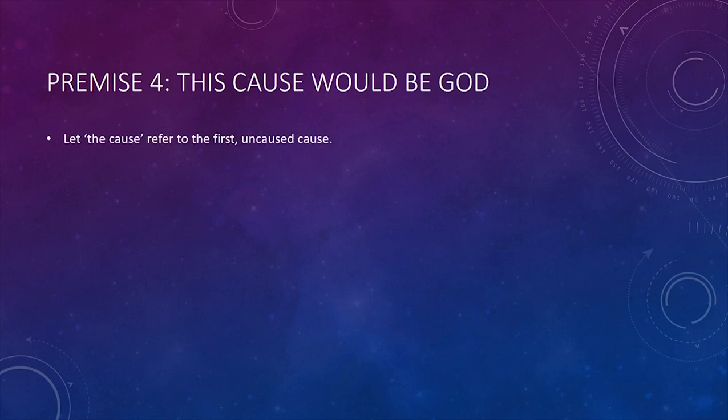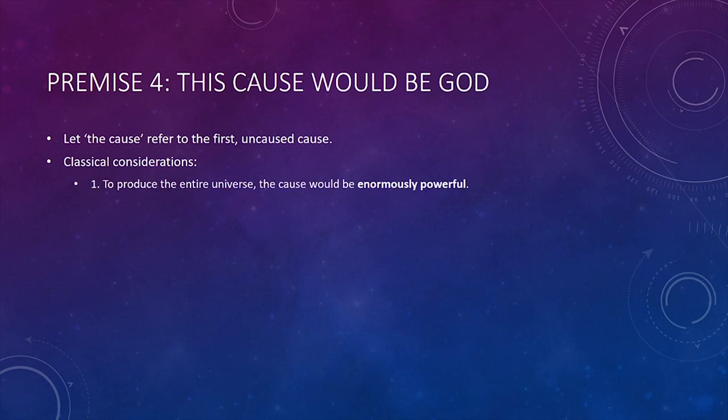Now, for simplicity, I'm going to let the term "the cause" refer to the first uncaused cause of everything else. I'm going to assume, for the sake of argument here, that the causal chain is finite, and so there's a first member, and that this member is uncaused. It exists without anything causing it to exist. What kind of a thing could that be? Here are a few classical considerations. I don't mean to suggest that any of these considerations are decisive, but just that these are some common considerations that are relevant to the nature of the cause.